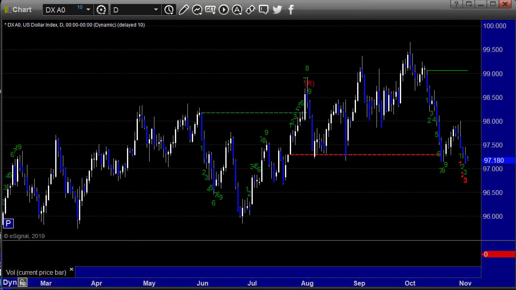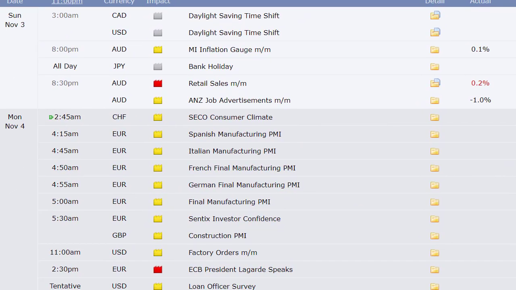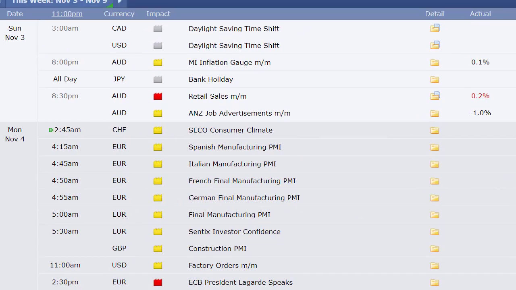All right, in terms of economic data coming out this week, let's take a look. So we just had the time change. That usually takes a day to factor in, so I don't think tonight's going to be very interesting. Remember, there's just different countries on different zones here. So we've got the MI inflation gauge out of Australia. We've got the bank holiday out of Japan, retail sales out of Australia.